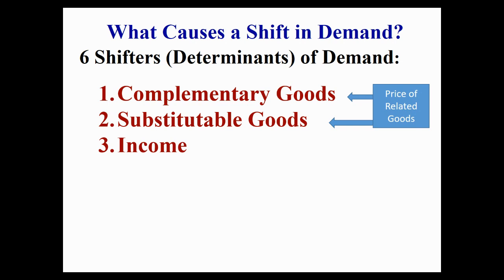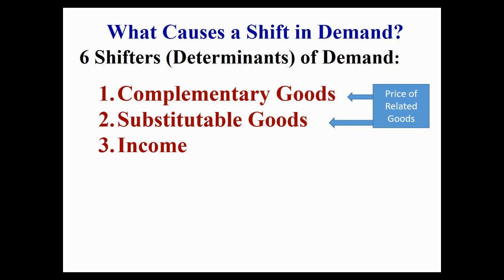Income, and we're going to get into the more specifics of this. Once again, we have to look at whether something is a normal good or an inferior good. Usually, when our income goes up, we buy normal goods. So if our income goes up, our demand curve for normal goods increases. If our income goes down, our demand for normal goods decreases. But inferior goods, it's the exact opposite.